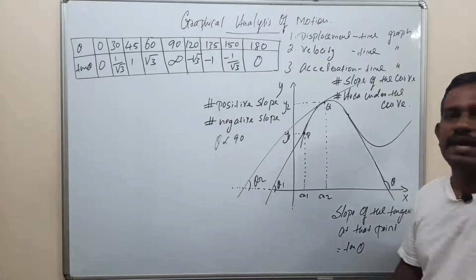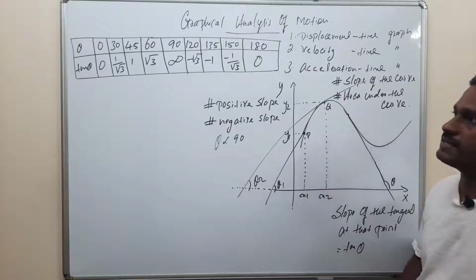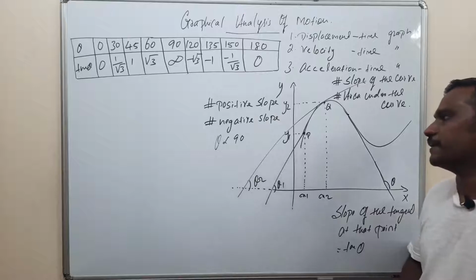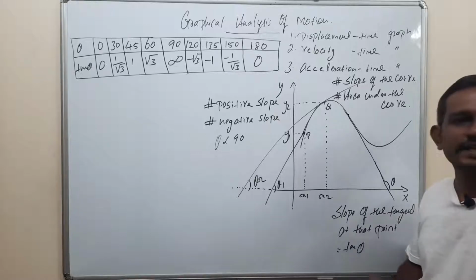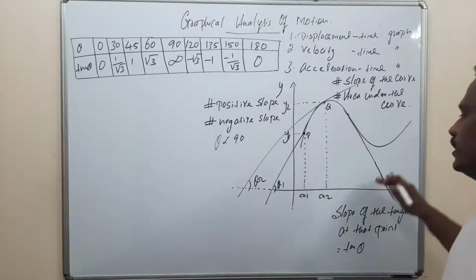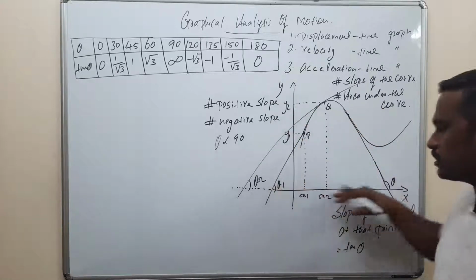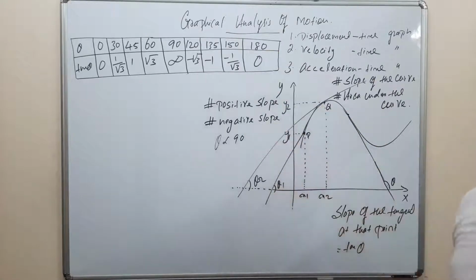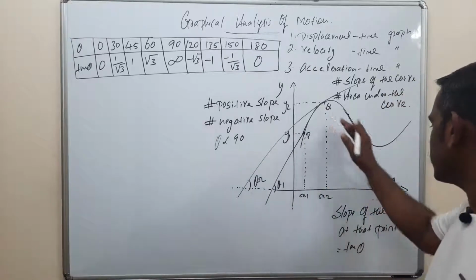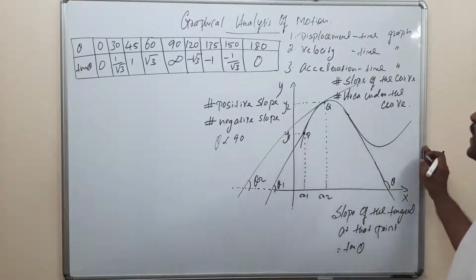Positive slope is when the angle made by the tangent with the horizontal x-axis is less than 90 degrees, or otherwise we can say that the tangent at the increasing portion of the curve gives a positive slope. The negative slope is when the angle made by the tangent with the horizontal x-axis is greater than 90 degrees, so in the decreasing portion of the curve we get a negative slope.